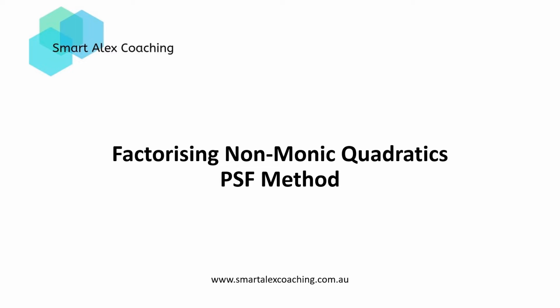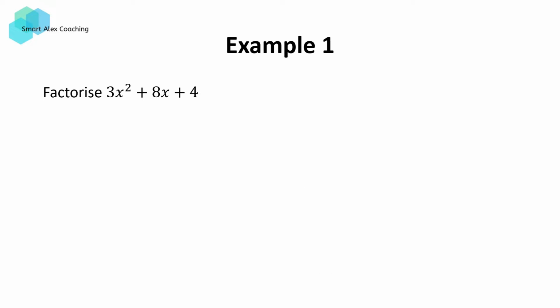In this video, we're going to be looking at how to factorize non-monic quadratics using the product, sum, and factors method, or the PSF method. In our first example, we've got the expression 3x squared plus 8x plus 4. Note here that the coefficient of x squared is 3. It's not 1. Anytime we get an expression where the coefficient of x squared is not 1, we call it a non-monic.